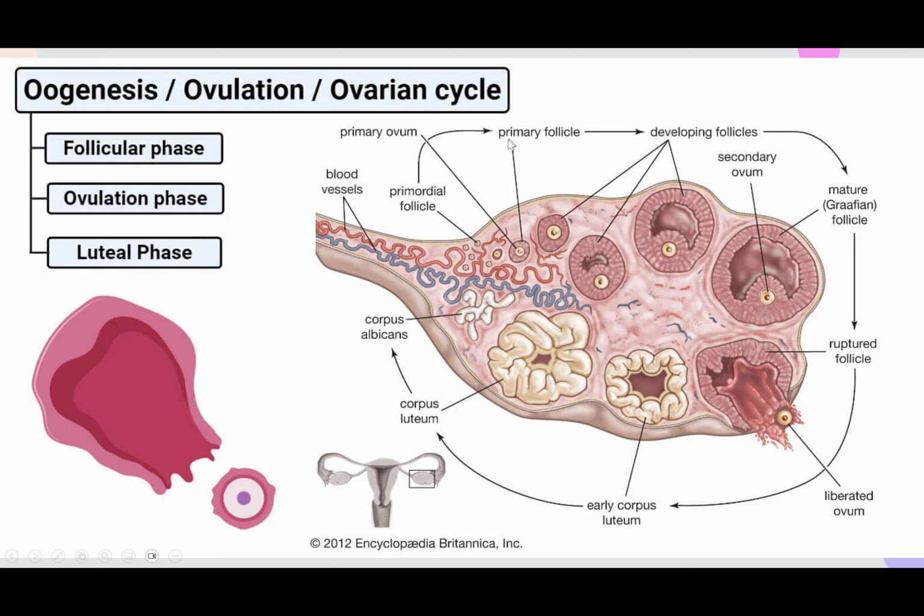So remember, primary follicle and primary oocyte, then secondary follicle and secondary oocyte, and the Graafian follicle. The Graafian follicle ruptures in ovulation, releasing the secondary oocyte. Then the ruptured follicle becomes the corpus luteum, and then the corpus luteum degrades into the corpus albicans. The follicular phase starts from the primordial follicle to the developed Graafian follicle. The ovulation phase is from the Graafian follicle to ovulation, and the luteal phase is from the ruptured follicle coming straight up to the corpus albicans.